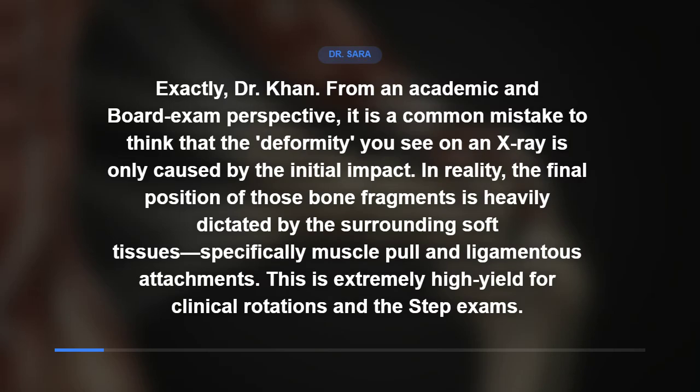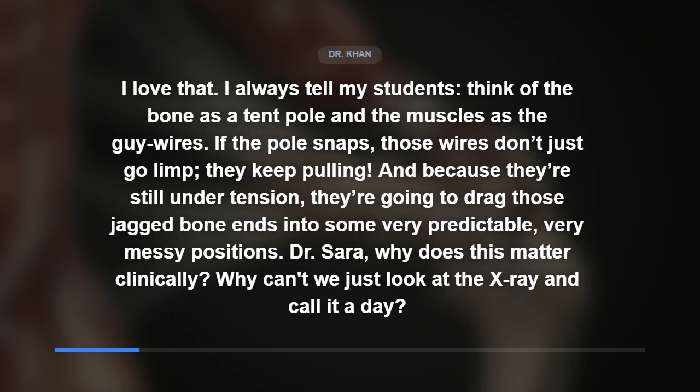Exactly, Dr. Khan. From an academic and board exam perspective, it is a common mistake to think that the deformity you see on an X-ray is only caused by the initial impact. In reality, the final position of those bone fragments is heavily dictated by the surrounding soft tissues, specifically muscle pull and ligamentous attachments. This is extremely high yield for clinical rotations and the step exams.